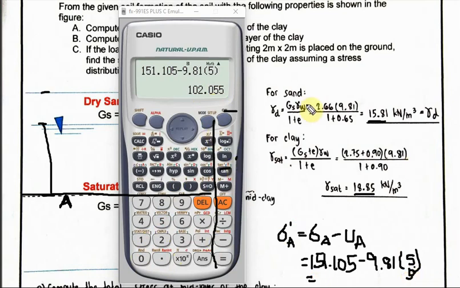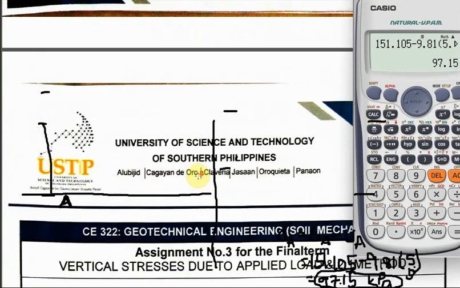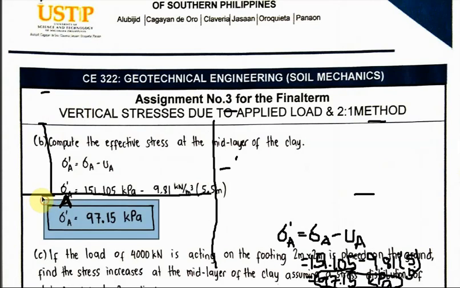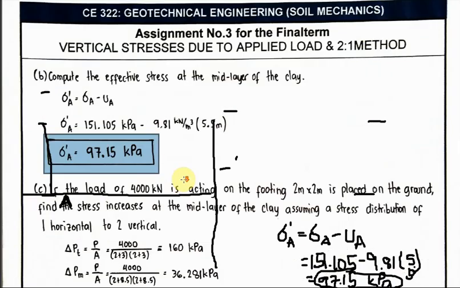We have, this is 5.5 rather. 97.15 kilopascal. So this is the effective stress at the mid layer of the clay. 97.15 kilopascal. So let's check. So 97.15, 0.15 rather. So 97.15, here it is. So yes.